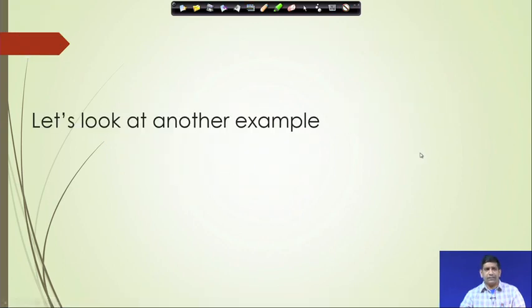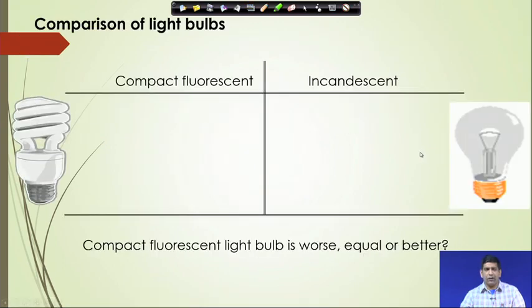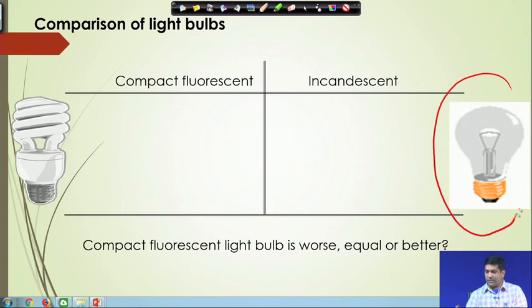So, let us look at another example. We will look at this example of a comparison of light bulbs. This is again a kind of electronic waste. You have the compact fluorescent and the incandescent bulb. This particular type of bulb is being phased out. In many places you do not see this bulb anymore, but in some places you still see it. Then we had this compact fluorescent lamp.